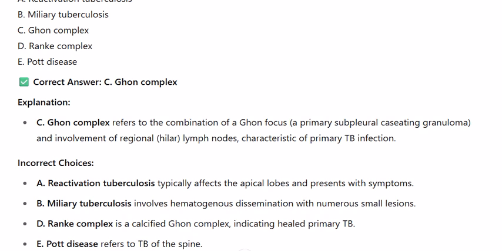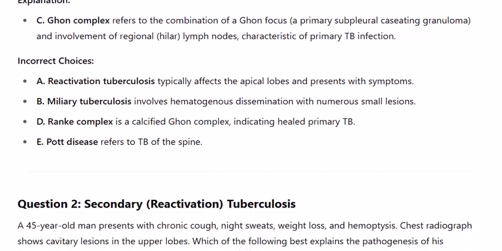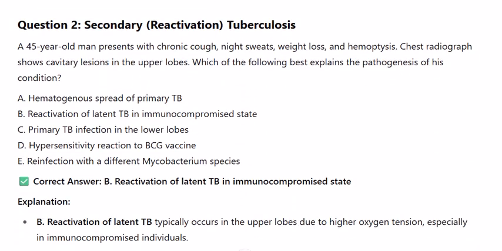Question 2. Secondary reactivation tuberculosis. A 45-year-old man presents with chronic cough, night sweats, weight loss, and hemoptysis. Chest radiograph shows cavitary lesions in the upper lobes. Which of the following best explains the pathogenesis of his condition? A. Hematogenous spread of primary TB. B. Reactivation of latent TB in immunocompromised state. C. Primary TB infection in the lower lobes. D. Hypersensitivity reaction to BCG vaccine. E. Reinfection with a different Mycobacterium species.